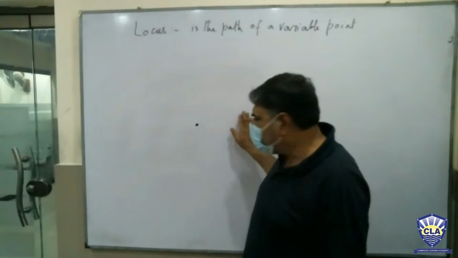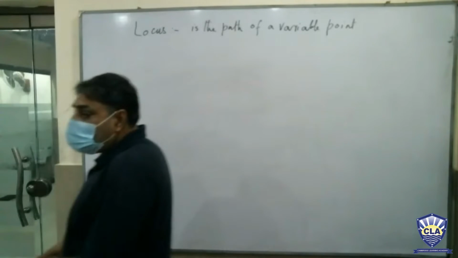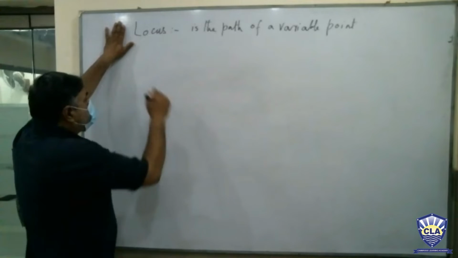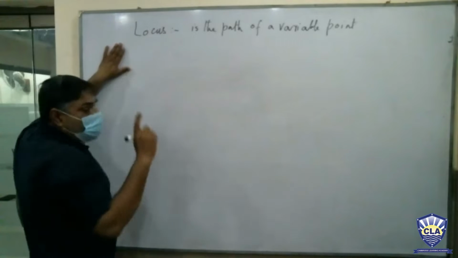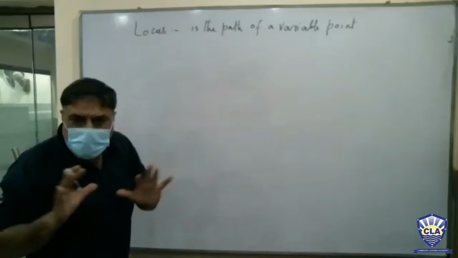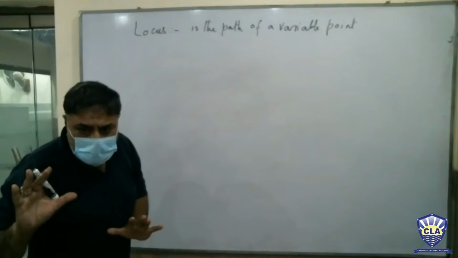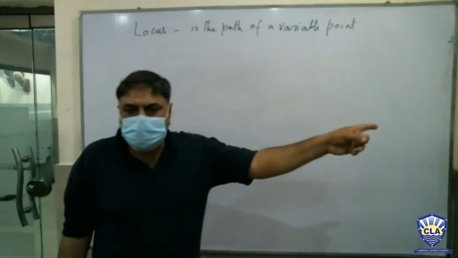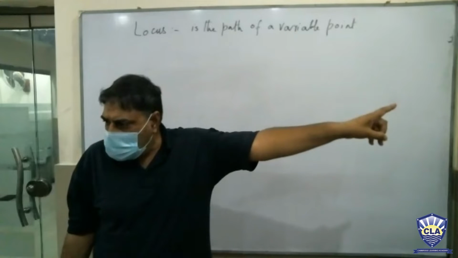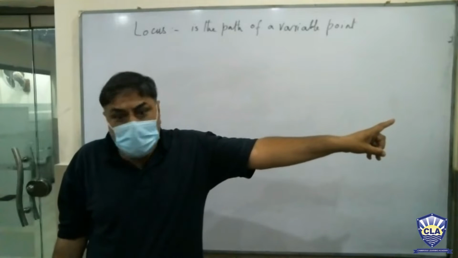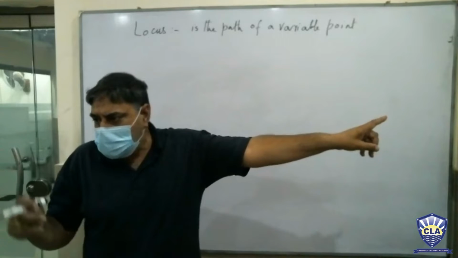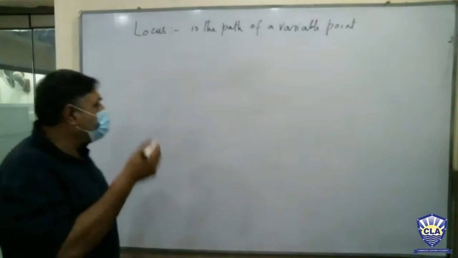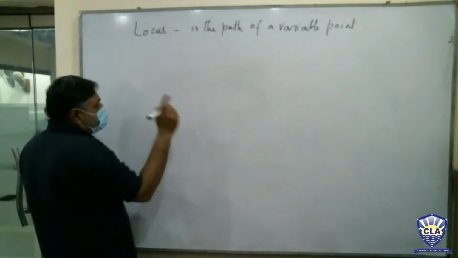Okay. So, what is construction of locus? We put some restrictions on that point, the variable point. Hello, excuse me. Prohibited area. Please, don't go there. Okay? If I see you at the stall, I will break your legs. Okay, sir. So we will put some restrictions.